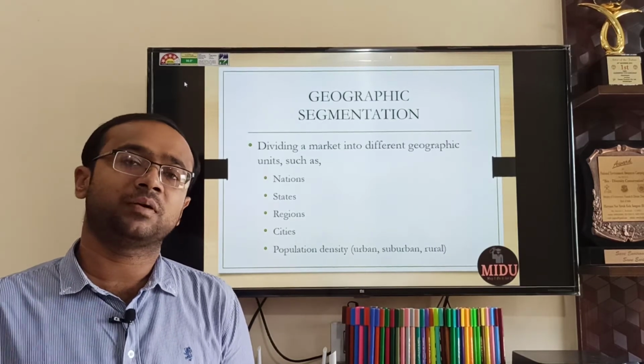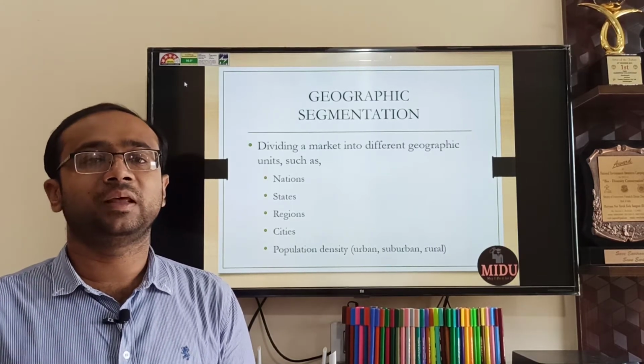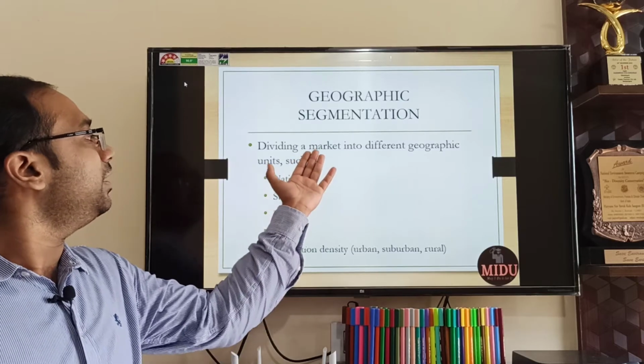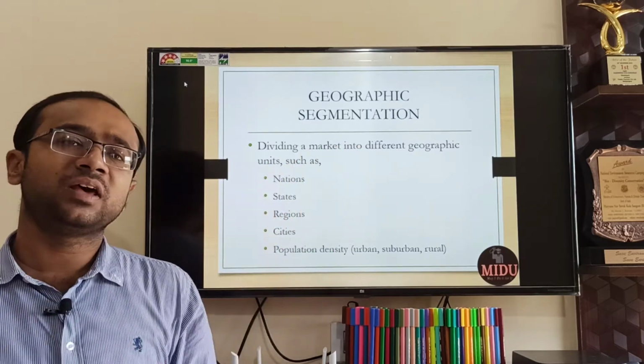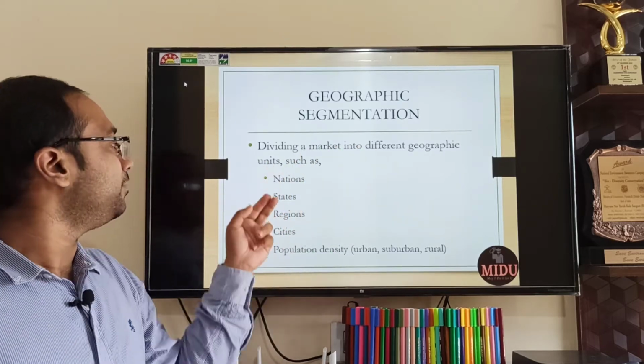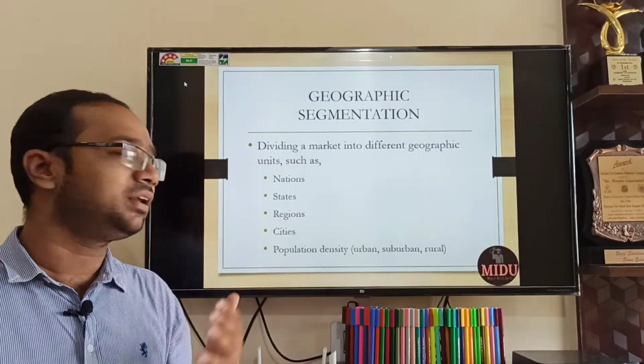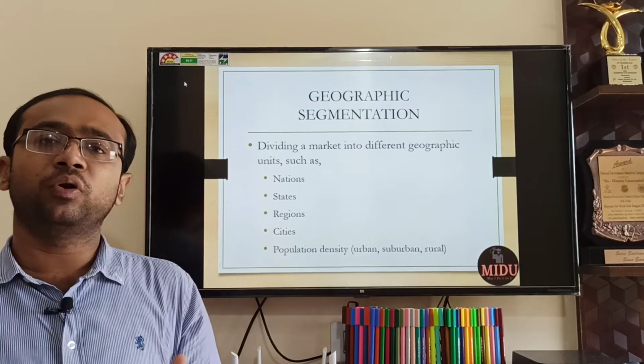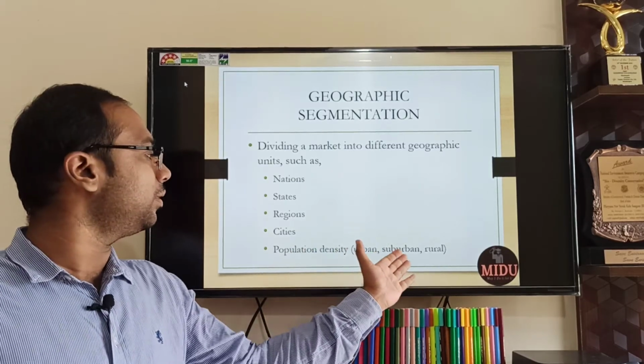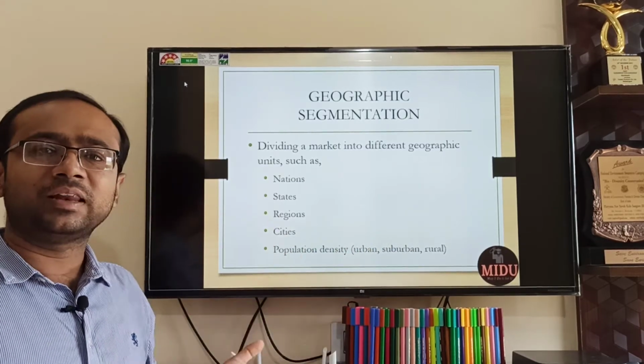First is your geographic segmentation. So as you understand by the name, what is geographic segmentation? Dividing market into different geographic units. And what are the different geographic units? It can be your nation, it can be your state, it can be your region, it can be cities, it can be your population density, means your urban, suburban, rural. I hope these are very clear by the name itself.